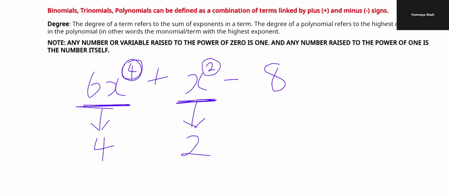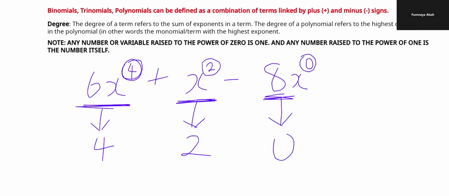And then we have 8 here. Remember that 8 is a constant, it's a number. So 8 is the same as saying 8 times x raised to the power of 0, because x raised to the power of 0 is equal to 1, and 1 times 8 is equal to 8. So now that we've rewritten 8 as 8 times x raised to the power of 0, we can consider the exponent of x, and that's 0. So the degree of this term is 0.